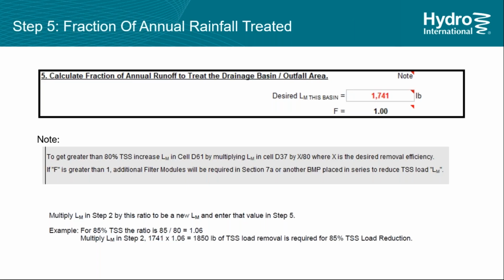And where you will put this to practice is in this step 5 by manually inputting whatever value you need for your LM at this basin. For this, though, we're going to continue with the 1,741 pounds, meeting the 80% removal requirement.